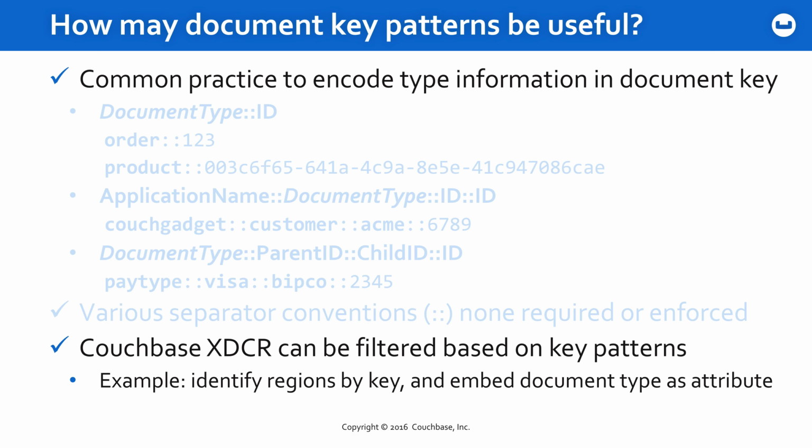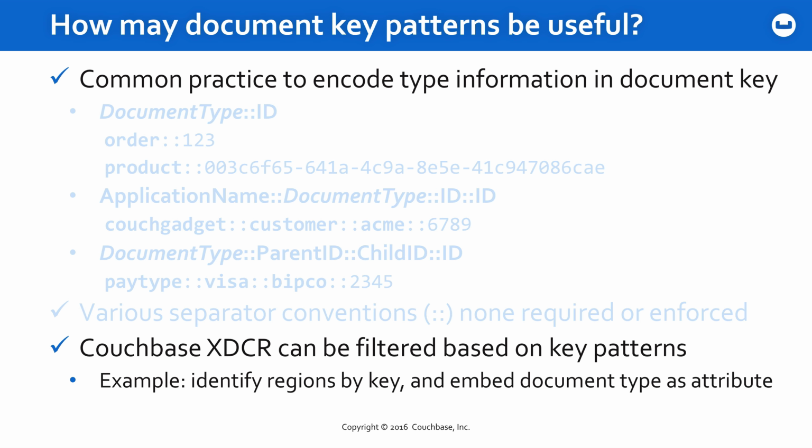Now, one important note about this approach is that Couchbase cross-data center replication can be filtered based on key patterns. So, for example, you could identify a region within the key and use that as a sorting mechanism for dividing information up around your various data centers. And or you could also embed your document type additionally in the document itself or solely in the document itself.